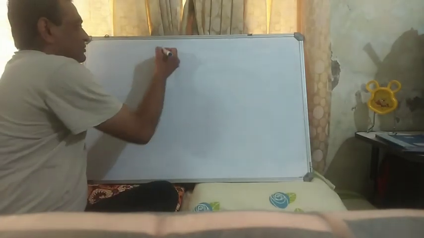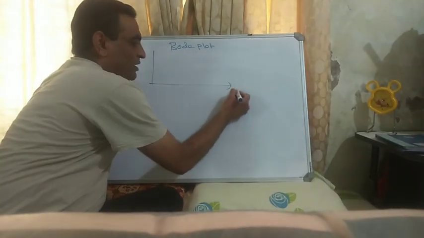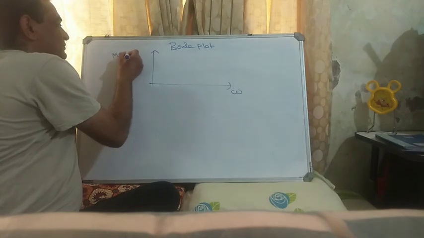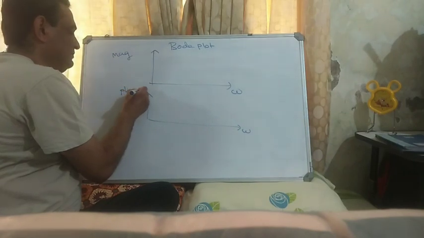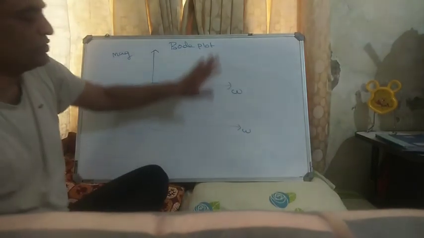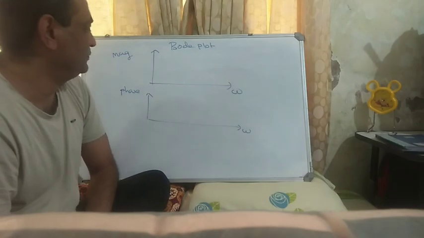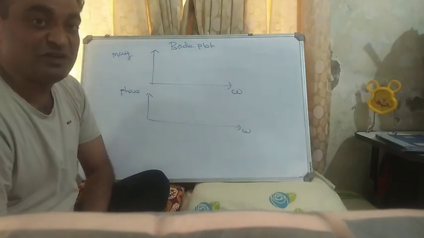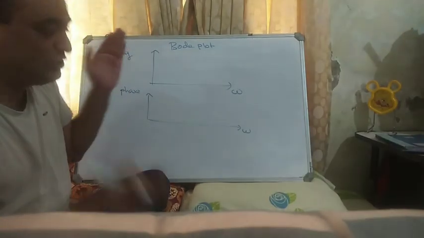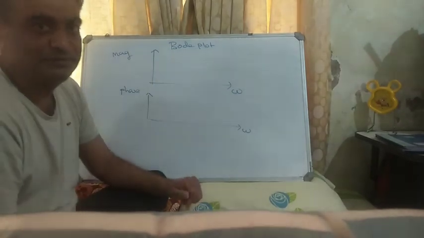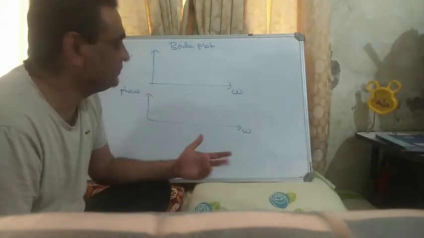So there are two plots. One is ω versus magnitude, and another is ω versus phase. Now both these plots are used to analyze the system under frequency response methods. And to analyze the system under frequency response methods, I need both the plots simultaneously. I need to draw the plots on a single paper. Then and only then can I analyze the system stability, or the frequency response.